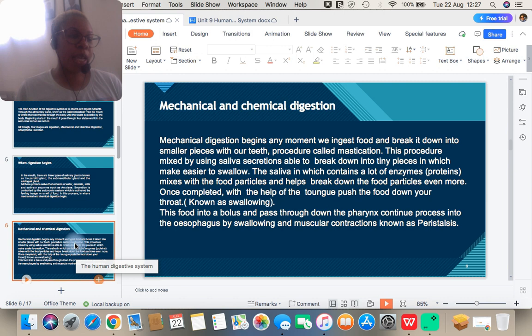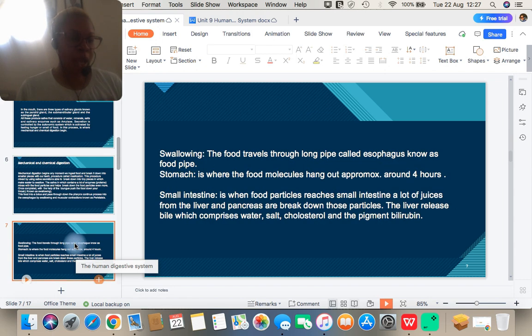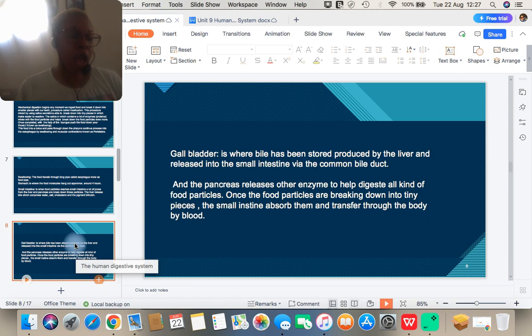The food forms a bolus and passes down the pharynx, continuing into the esophagus by swallowing and muscular contraction known as peristalsis. After swallowing, the food travels through a long pipe called the esophagus, also known as the food pipe, to the stomach, where the food molecules stay for approximately 4 hours.